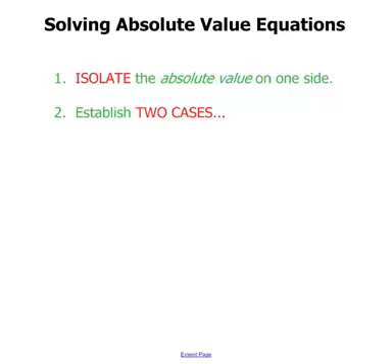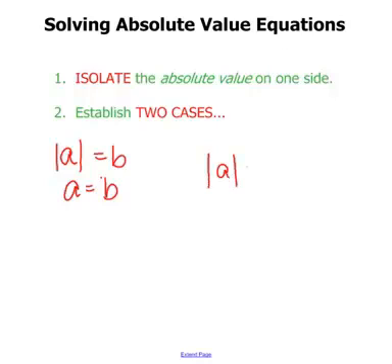To solve absolute value equations, you first isolate the absolute value on one side, and then you establish two cases. And we will talk about how to do that and why we do it the way we do. Down at case 1 in your notes, it says the absolute value of A is B. So I'm kind of considering positive in this case. I'm saying, well, then A could just be whatever the answer is.